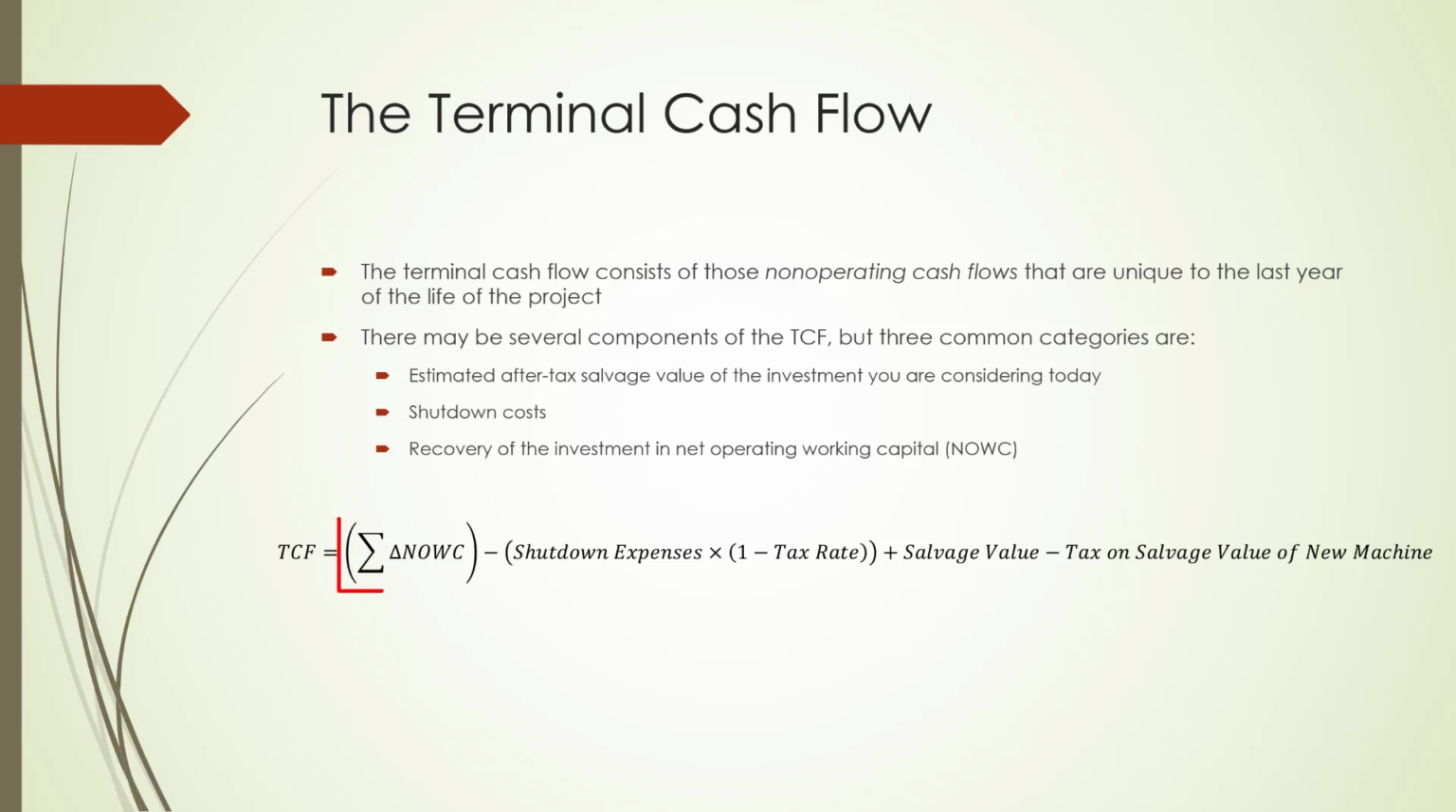Right? So we have, first of all, the sum of the changes in net operating working capital. Generally, we assume that that's not going to be taxable because we're just getting back our original investment, minus any after-tax shutdown expenses, plus the salvage value, minus any taxes on that salvage value.